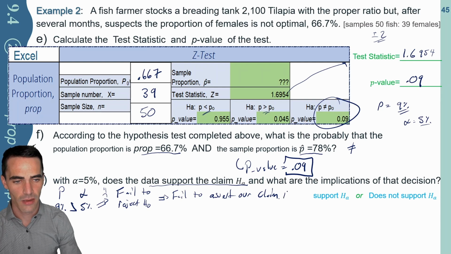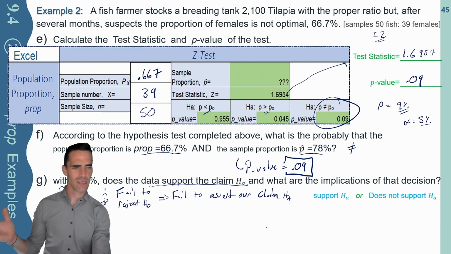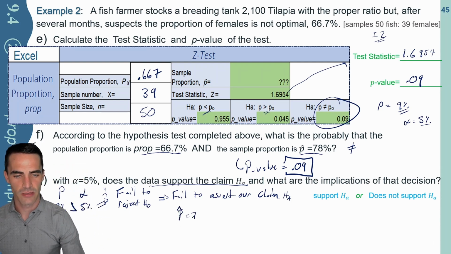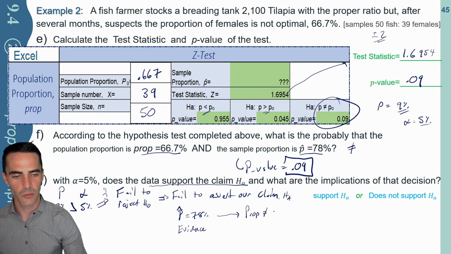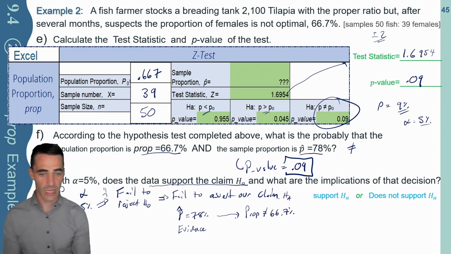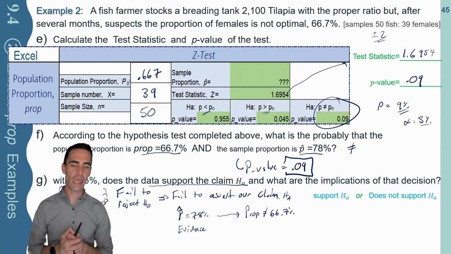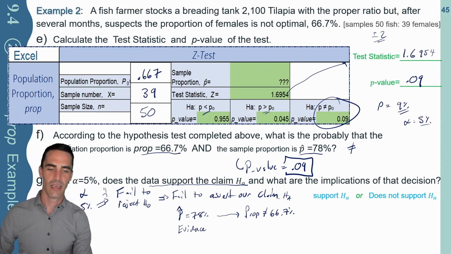Another way to say that is we fail to assert our claim, which our claim, again, is that the proportion is not optimal. We fail to assert that, which maybe seems like a good thing. So that sample proportion that we collected, this was our evidence. It was 78%. That was the evidence. And we were hoping that it would support, that it would bolster our claim. And our claim was, again, that the proportion was not optimal, 66.7%. And the layman would look at that and go, oh, obviously it's good evidence because 66.7, 78%, this thing is way out of turn. But although they are different, it's not necessarily strong enough to indicate that change.